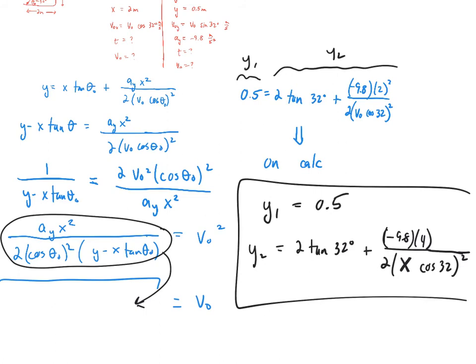Now, my goal is to find the intersection. I don't know where it's going to intersect. So the way I start these problems is by hitting zoom, and I hit 6 for zoom standard, just to start.